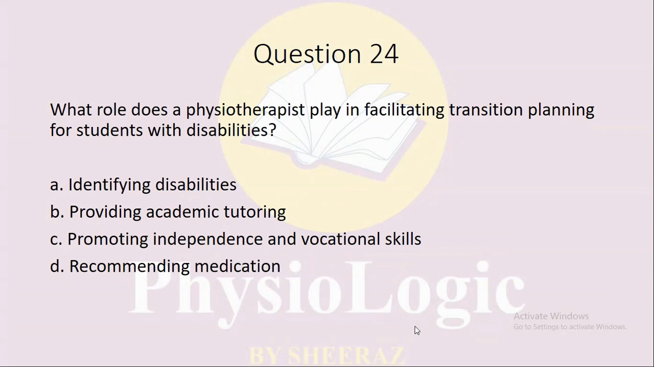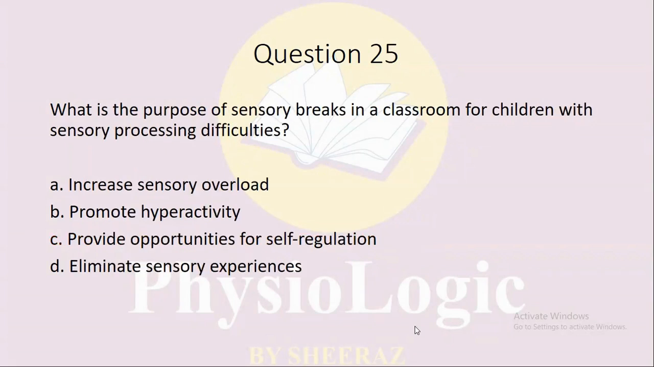Question number 24. What role does a physiotherapist play in facilitating transition planning for students with disabilities? Option A, identifying disabilities. Option B, providing academic tutoring. Option C, promoting independence and vocational skills. And option D, recommending medication. And the correct answer is option C, promoting independence and vocational skills.